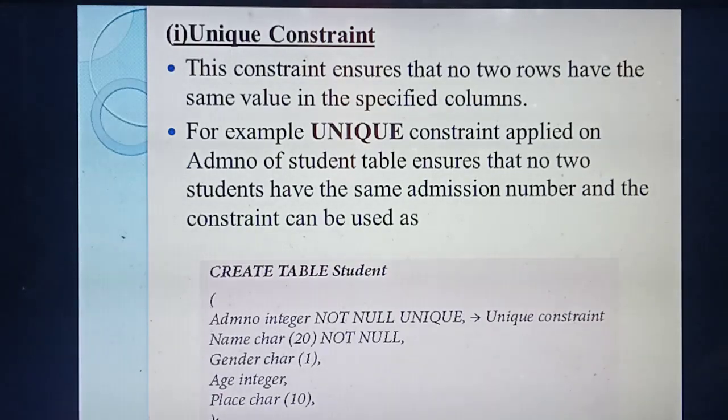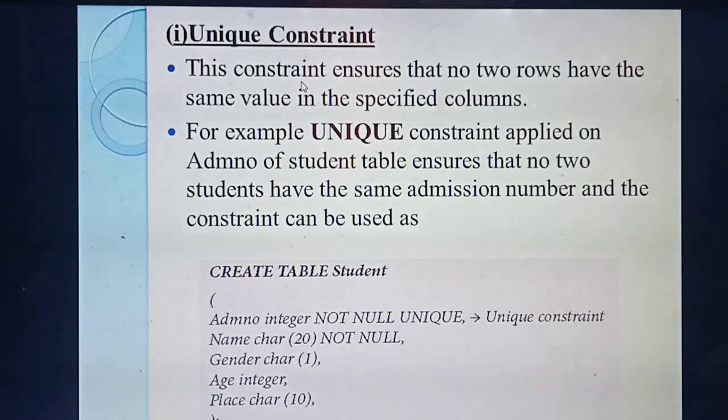The first type of constraint is the unique constraint. The name itself has the word unique. What's the meaning of unique? Identical or same, isn't it? So what's the use of this unique constraint? It will check that no two rows have the same value in the column.